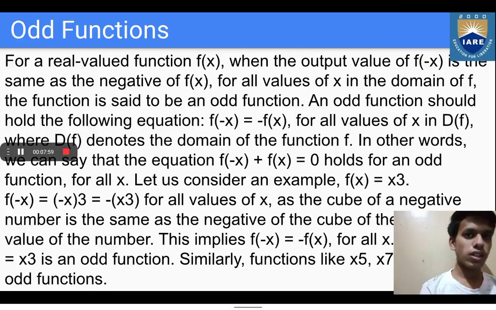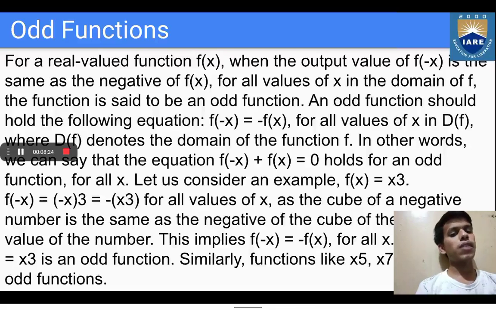So let us see what an odd function is. For a real valued function f of x, when the output value of f of minus x is the same as the negative of f of x, for all values of x in the domain of f, the function is said to be an odd function. An odd function should hold the following equation, that is, f of minus x is equal to minus of f of x for all values of x in the domain of f, where D f denotes the domain of the function f. In other words, we can say that the equation f of minus x plus f of x equal to 0 holds for an odd function.